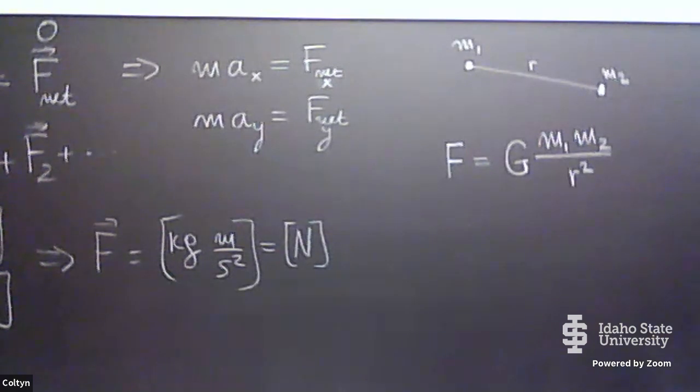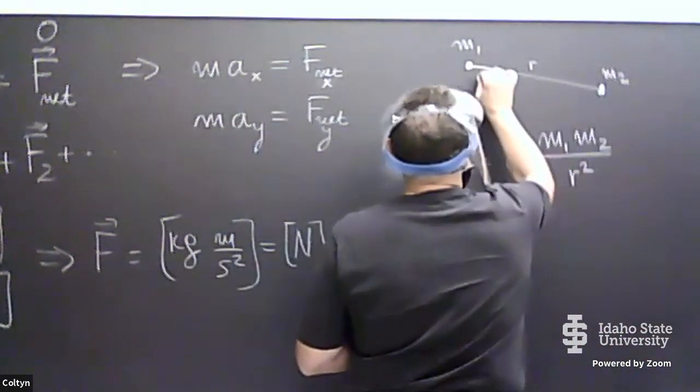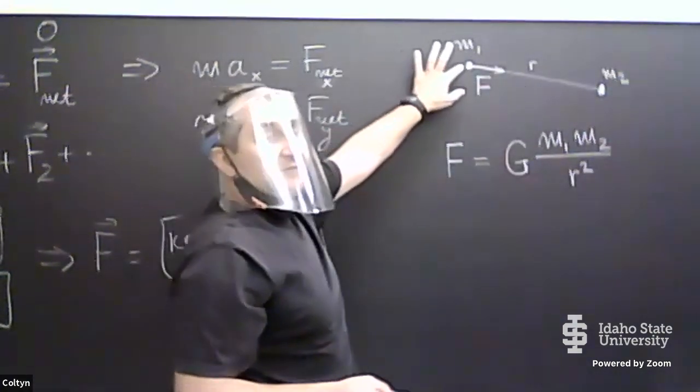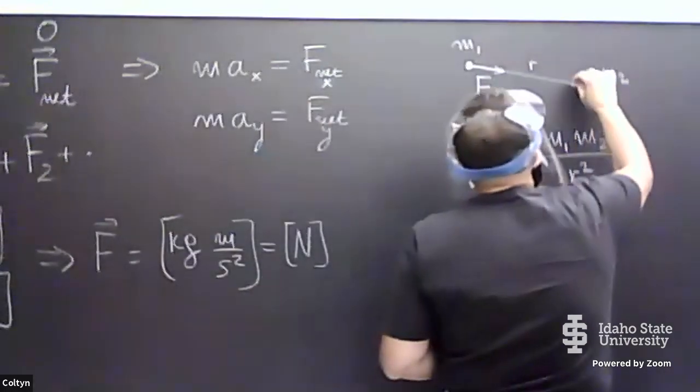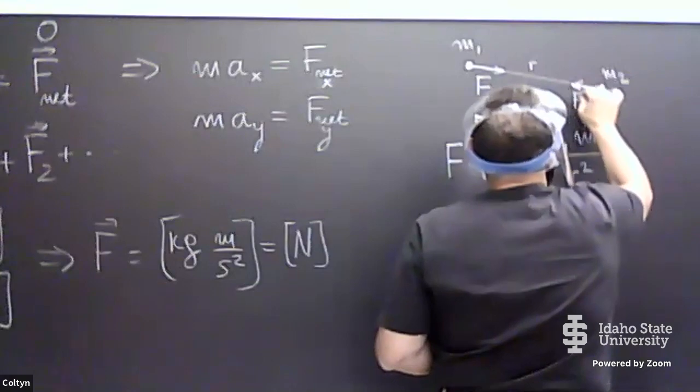Now, Newton's law of gravitation, written the way I have written it on the board, gives you only the magnitude of the gravitational force. The direction is such that the gravitational force is an attractive force. So the gravitational force acts on the first object, but exactly the same gravitational force in magnitude acts on the second object.